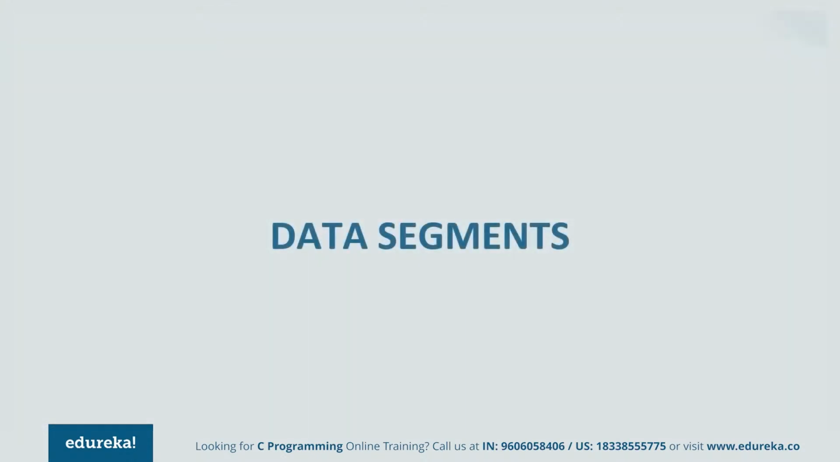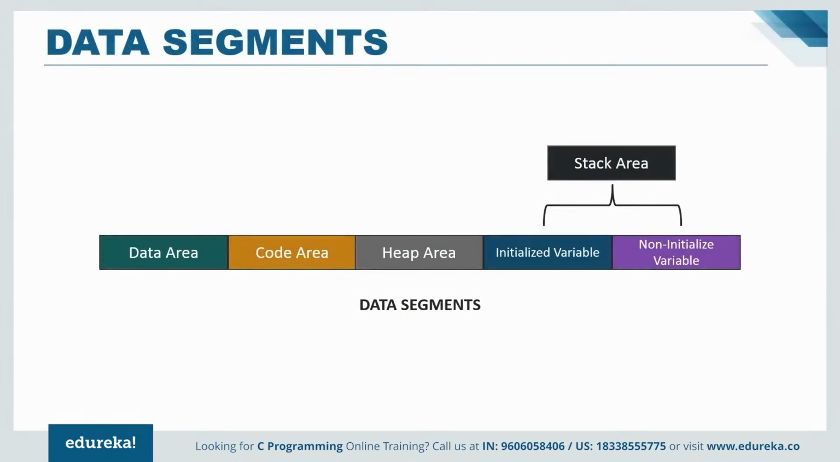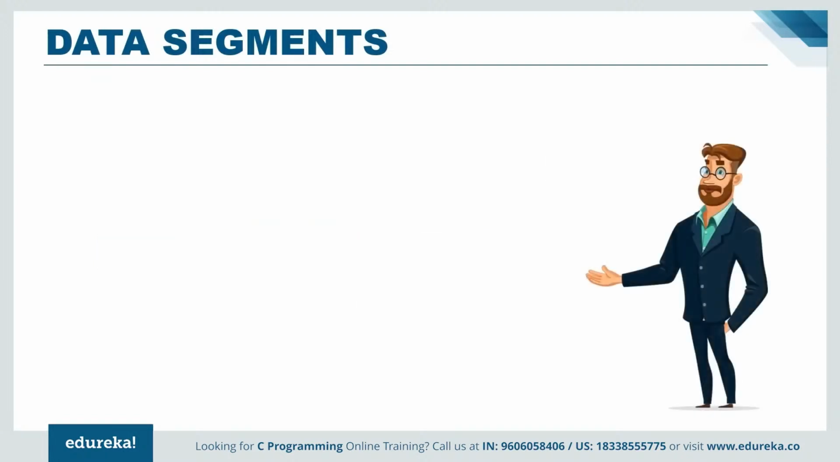Let us move into the next topic, which is data segments. So what are data segments? Data segments are divided into 4 different types. They are data area, code area, heap area, and stack area. What are these? Let us discuss each one of them in detail.